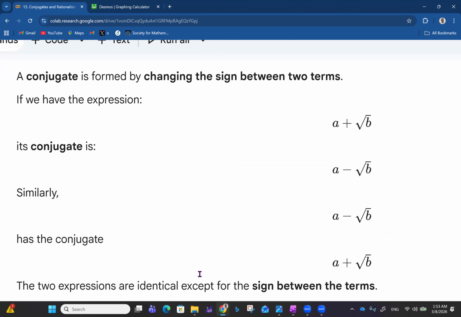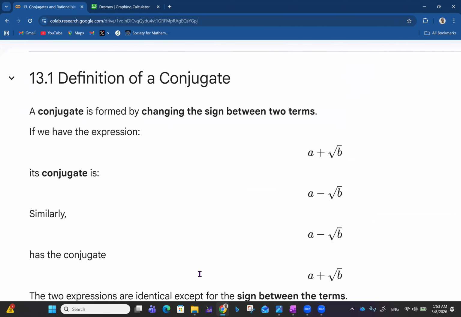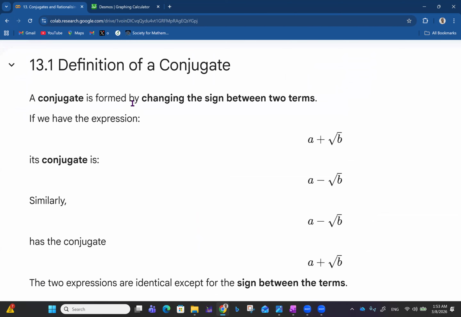Okay, so the first question we need to answer is what a conjugate is. A conjugate is formed by changing the sign between two terms. When we say a binomial expression, it's an expression where you have something plus something or something minus something, so you have two terms. Bi means two, nomial means terms. So binomial talks about two-term expressions. If we have the expression a plus root b, its conjugate is simply a minus root b. Change plus to minus, and you have the conjugate. Similarly, if you have a minus root b, it has a conjugate a plus root b. So the two expressions are identical except for the sign between the terms, right?